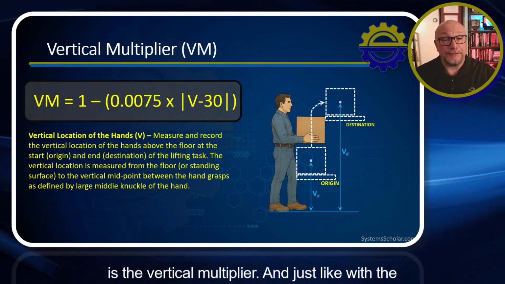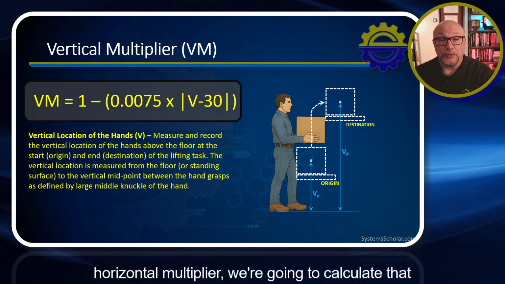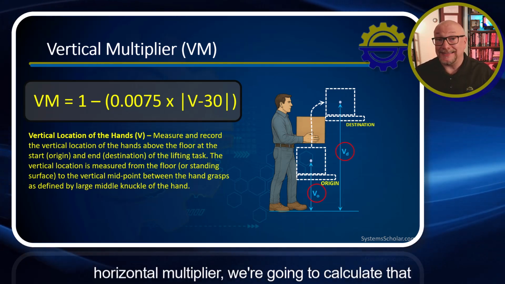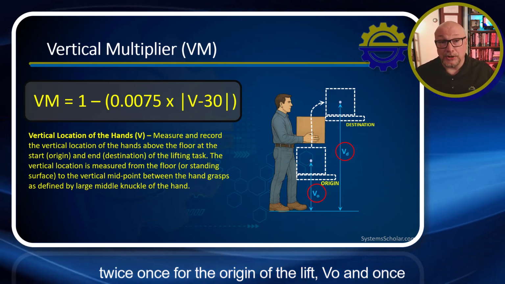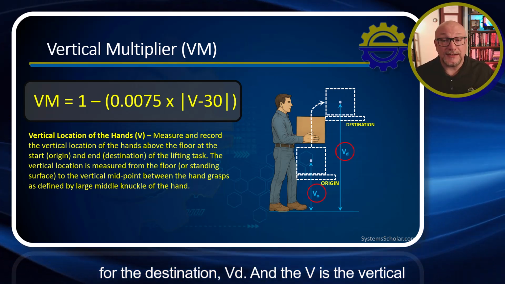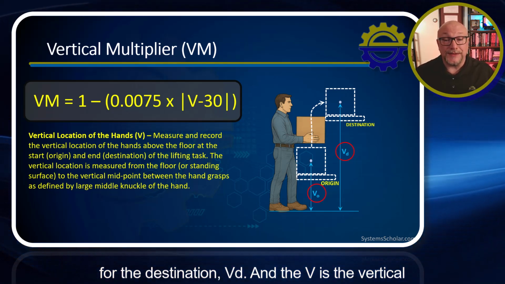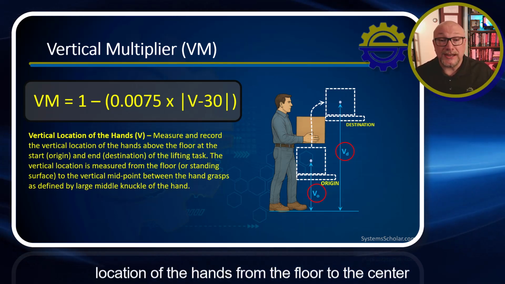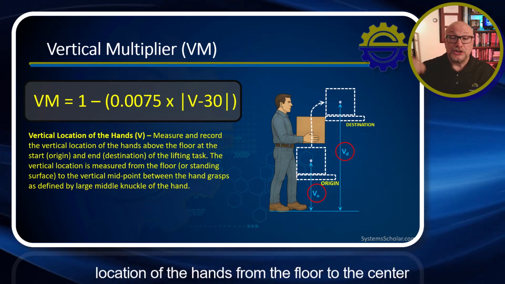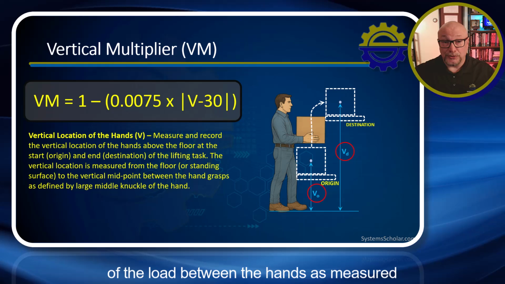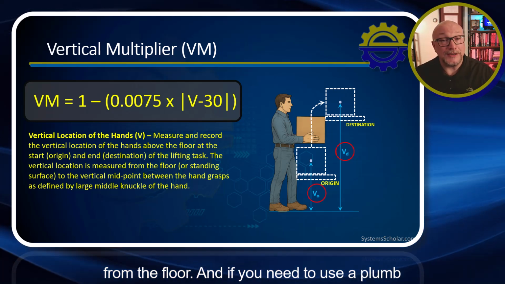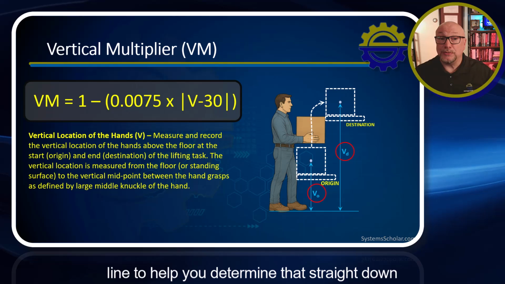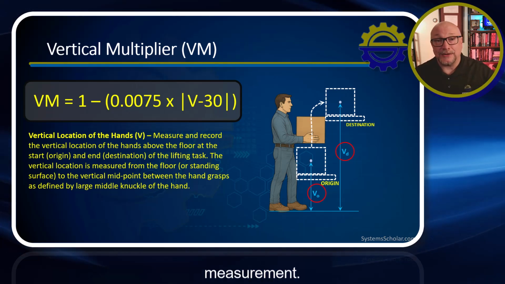The next is the vertical multiplier. And just like with the horizontal multiplier, we are going to calculate that twice, once for the origin of the lift, V sub O, and once for the destination, V sub D. And the V is the vertical location of the hands from the floor to the center of the load between the hands, as measured from the floor. And if you need to, use a plumb line to help you determine that straight down measurement.